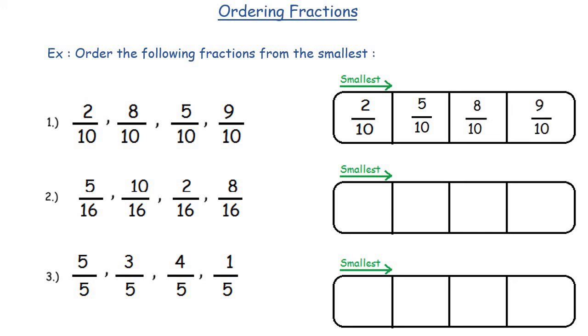Perfect. The second one, make sure all the denominators are the same. Yes, they are. Then I will ask myself, which numerator is the smallest? It's 2/16. Then after that, 5, then 8, then after that, 10. Next exercise. Okay, I have the same denominators. They all have the same denominator. It's 5. Then you compare the numerators. I have 1/5 first, then 3/5, 4/5, and 5/5.